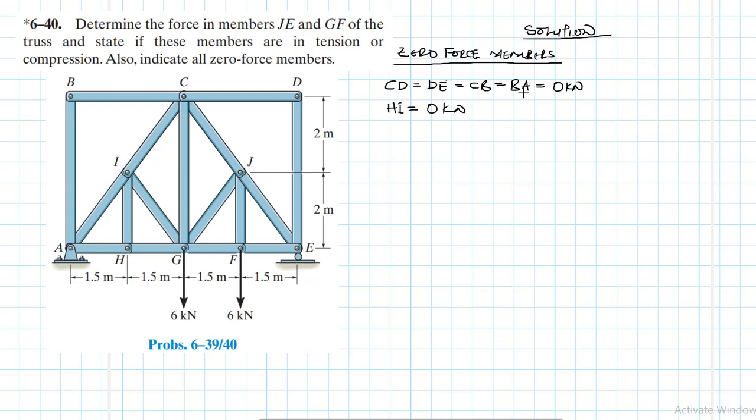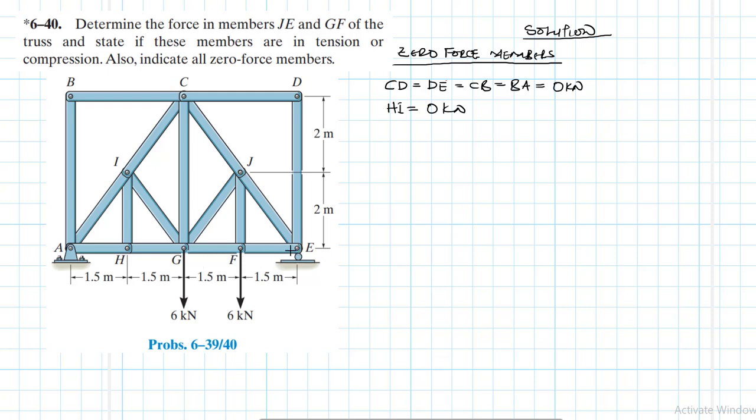So we have 1, 2, 3, 4, 5, five of them. These are the ones that we can remove, identified quickly just by visual inspection. The rest, I suspect, should all be loaded, unless we check by calculation. But most likely all of them are loaded except CD, DE, CB, BA, and HI. So now we want to find the force in member JE and member GF.